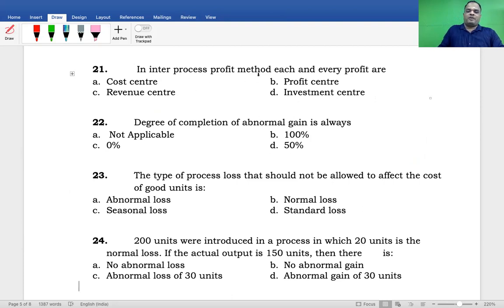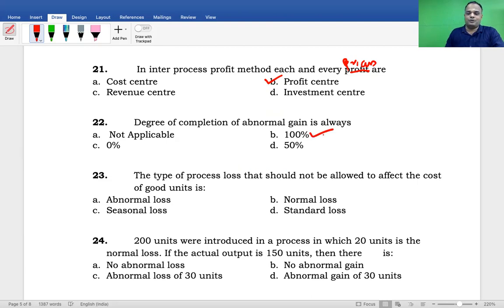In inter-process profit method, each and every process is a profit center. It's not a cost center, it's a profit center. In process costing, each and every process is a cost center. In inter-process profit, every process is a profit center because we are adding profit also. Degree of completion of abnormal gain is always, understood or not?